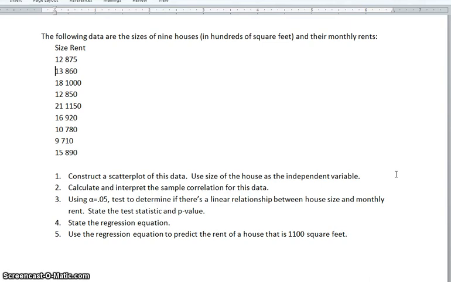We want the sample correlation. We want to test if there's a linear relationship between the two variables, the regression equation, and then we want to use the regression equation to predict the rent of a house that is 1,100 square feet. We'll go ahead and say here that for number 5 we need to be careful of the units, because 1,100 square feet means X is 11.